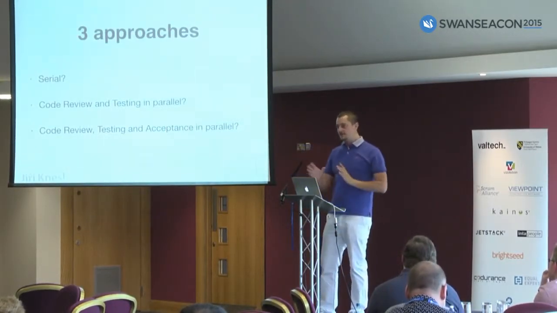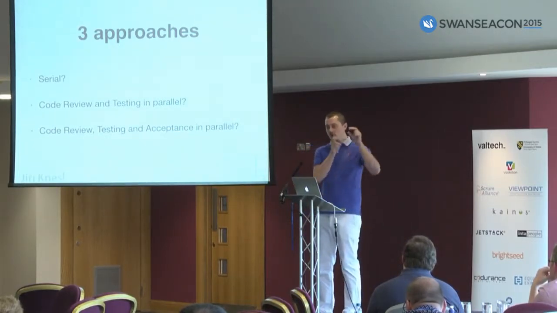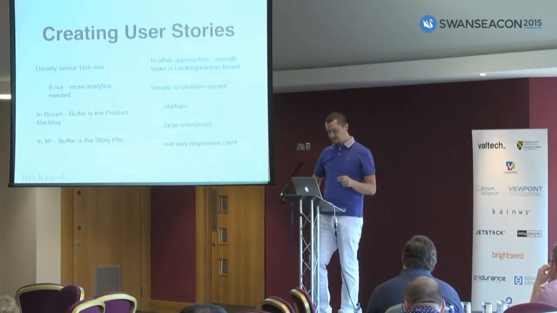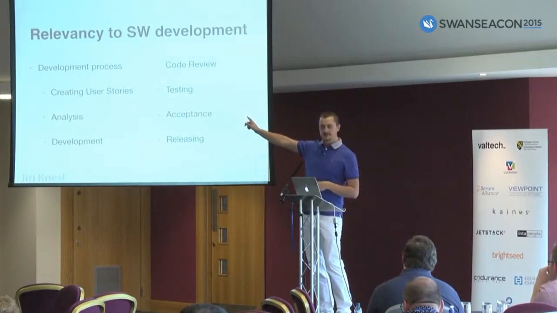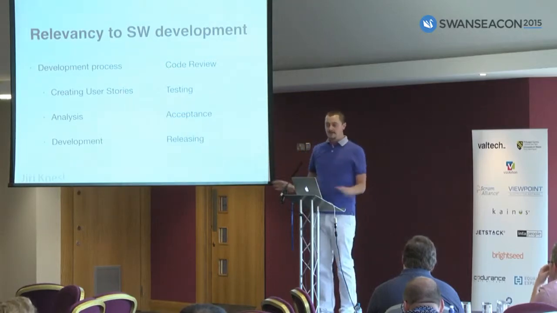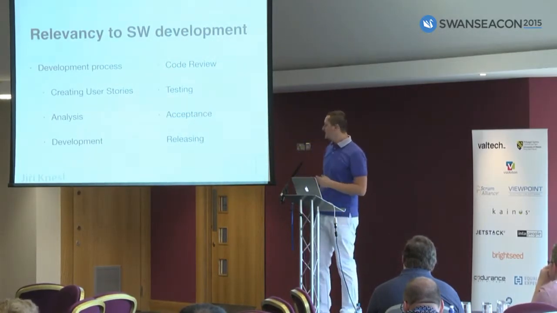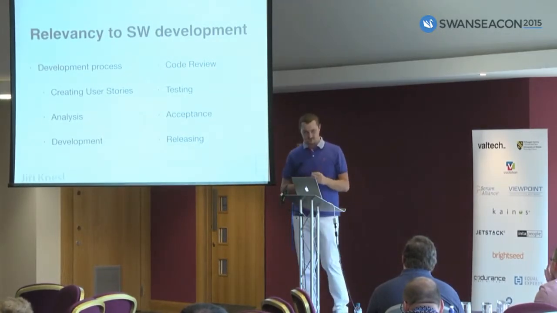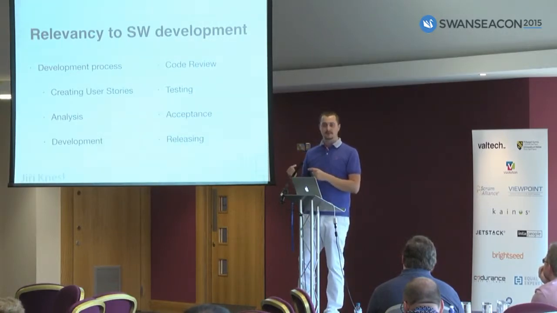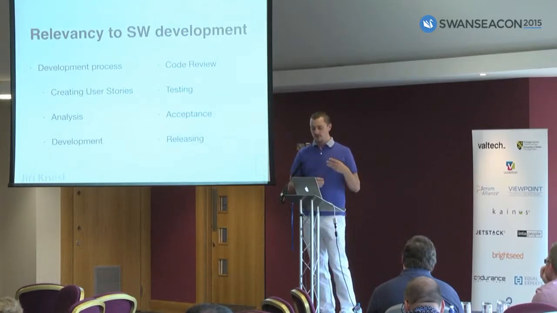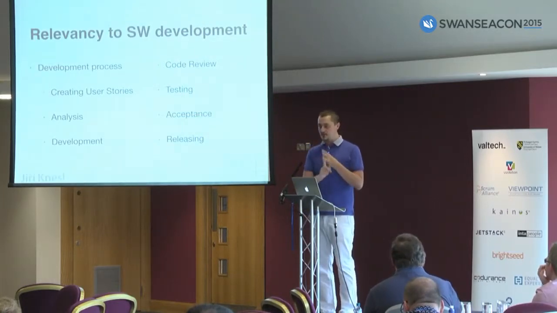So what should we do? There are a couple of approaches to software development. You can do all the development in a couple of phases: first create user stories, the analysis, then the development, then the code review, testing, acceptance, then release, and it's finished. Or we can, for example, do code review and testing together, and whichever first finds a bug in the code or in the solution reverts it back to the in-progress phase. Or we can send it to code review, testing, and acceptance at once.